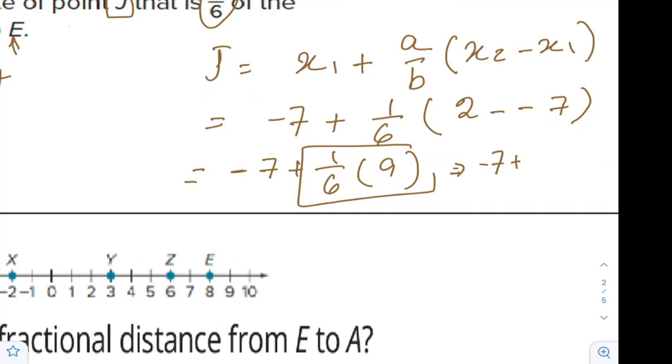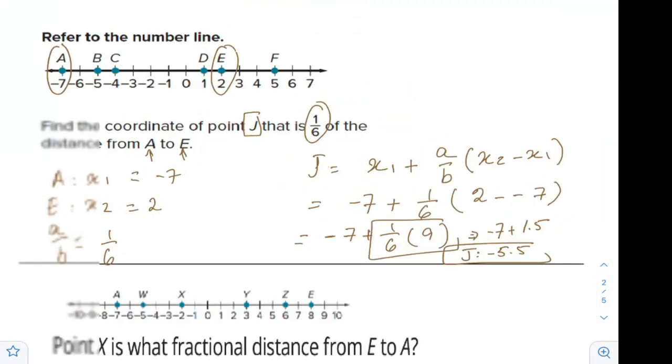It will be a fraction, it's 1.5. And -7 plus 1.5, which is -5.5. So point J will be at -5.5. So it will be somewhere here. Sometimes it is difficult to predict it mentally. So that's why you need to use the formula. We are asked to find from A to E.